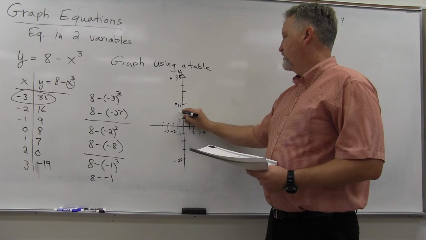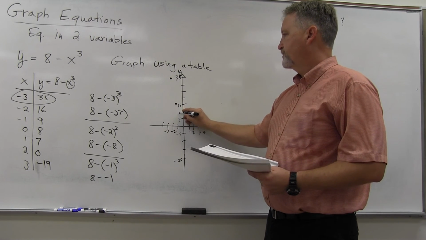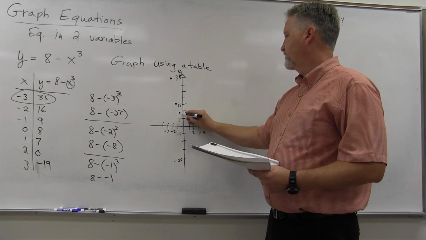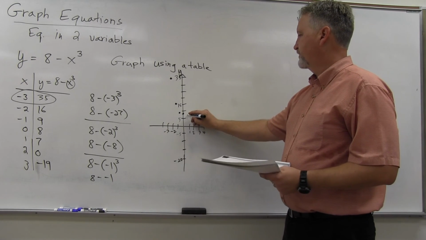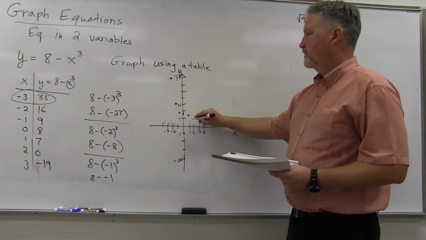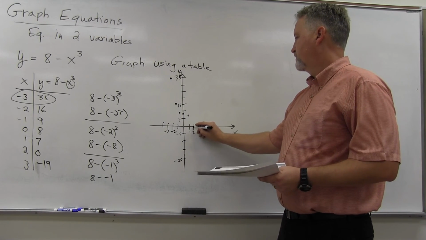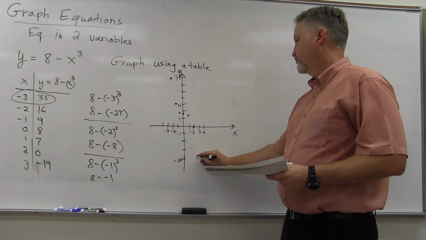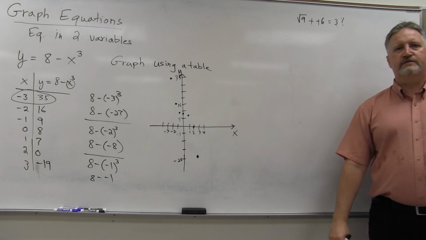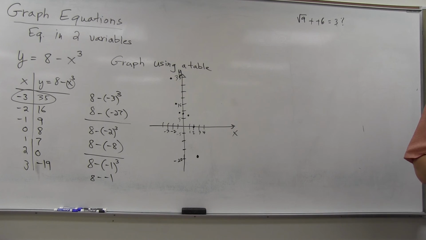And negative 1, 9. Okay, right there. 0, 8, a little bit lower. 1, 7. Those are pretty close there. And then 2, 0. And 3, negative 19. Okay? Just plot those points. Question? Everybody believe that?